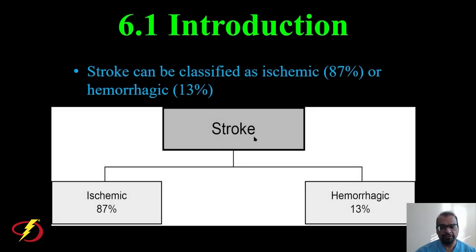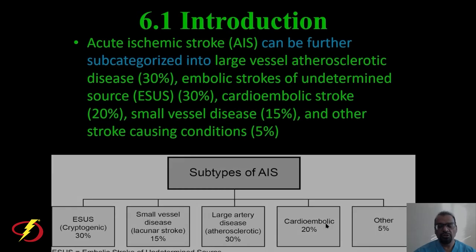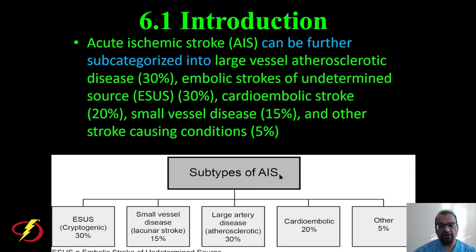So again, to recap, stroke is divided into ischemic stroke, which accounts for the vast majority of all stroke, 87%, again, this is from an occluded blood vessel, or hemorrhagic stroke, which is the vast minority of all stroke, and this is caused by a leaking blood vessel in the brain. So we talked about this in the last lecture. We talked about the different mechanisms or causes of acute ischemic stroke, and these subtypes are divided into large vessel atherosclerotic disease, about 30%, and embolic strokes of undetermined etiology, ESUS, 30%. Remember, that's the newer term for cryptogenic stroke, which is presumably thromboembolic. We talked about cardioembolic stroke, which is about 20%, and small vessel disease, which includes lacunar infarcts, about 15%. And we talked about other stroke-causing conditions, such as dissection and infectious endocarditis. Remember, aortic dissection and endocarditis are both contraindications for IV tPA.